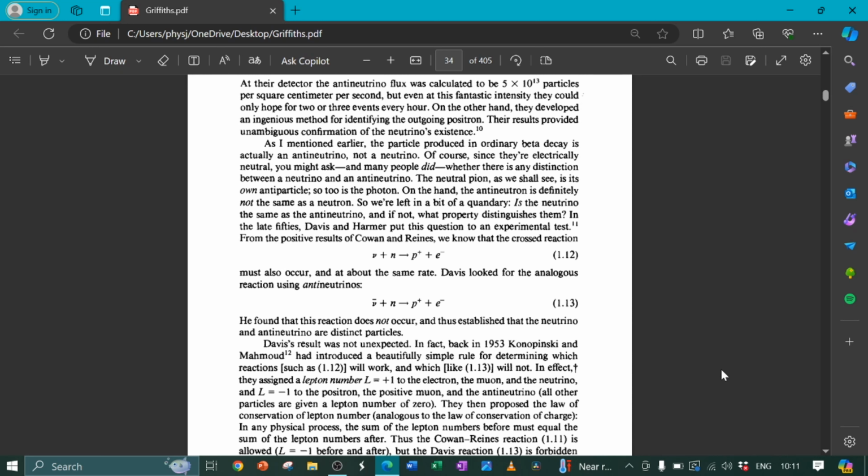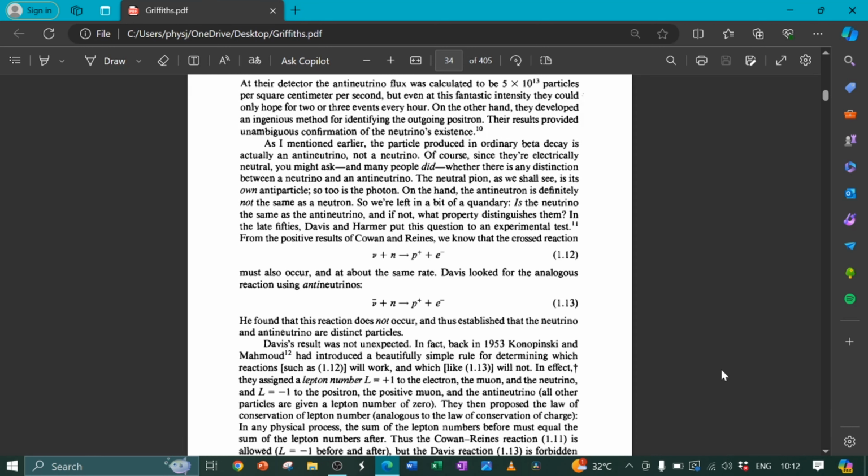On the other hand, the antineutron is definitely not the same as a neutron. So we are left in a bit of a quandary. Is the neutrino the same as the antineutrino? And if not, what property distinguishes them? In the late 50s, Davis and Harmer put this question to an experimental test.